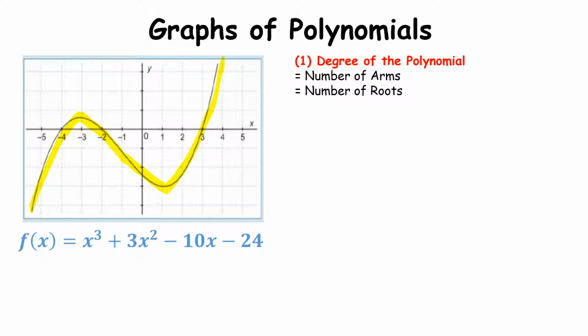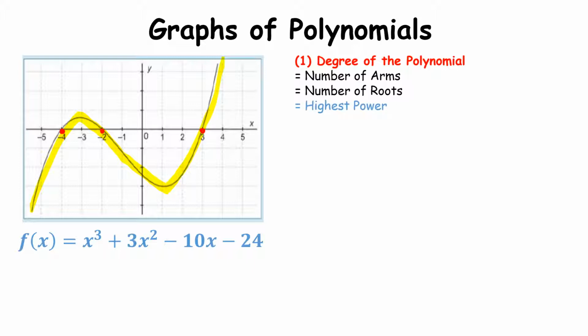So I can't tell about my roots with the function as it is, but I can from my graph see my roots. Remember that the roots are where it crosses the x-axis. So there's a root, here's a root, and here's a root. So there are also 3 roots, which matches the number of arms.